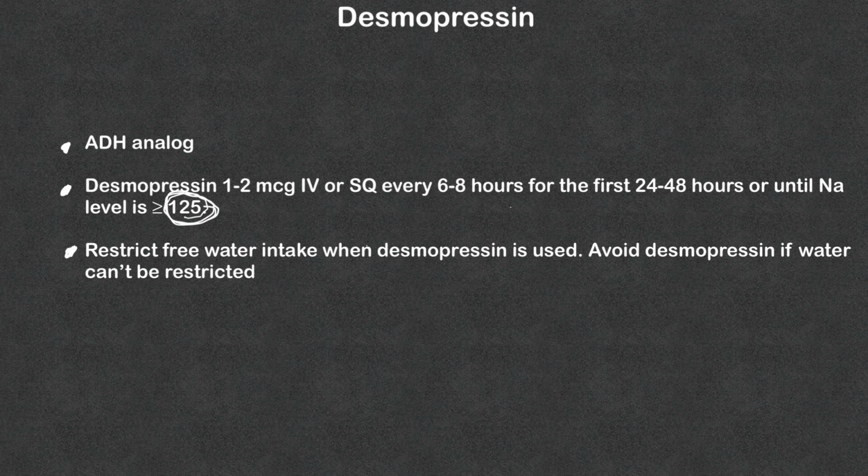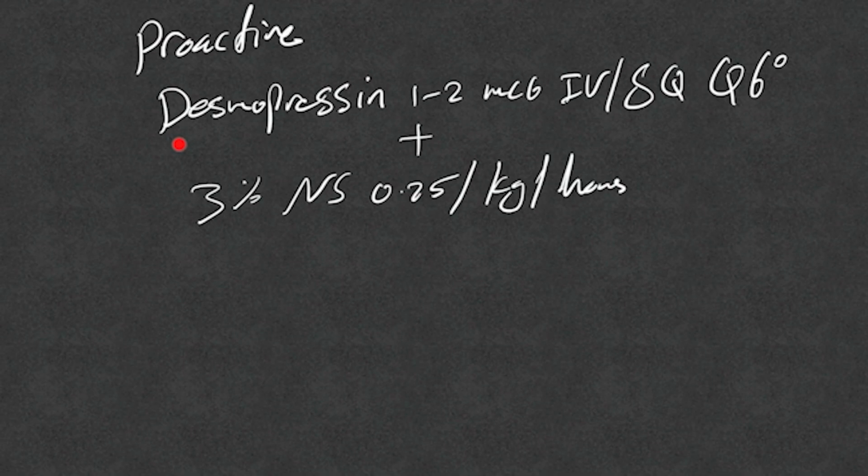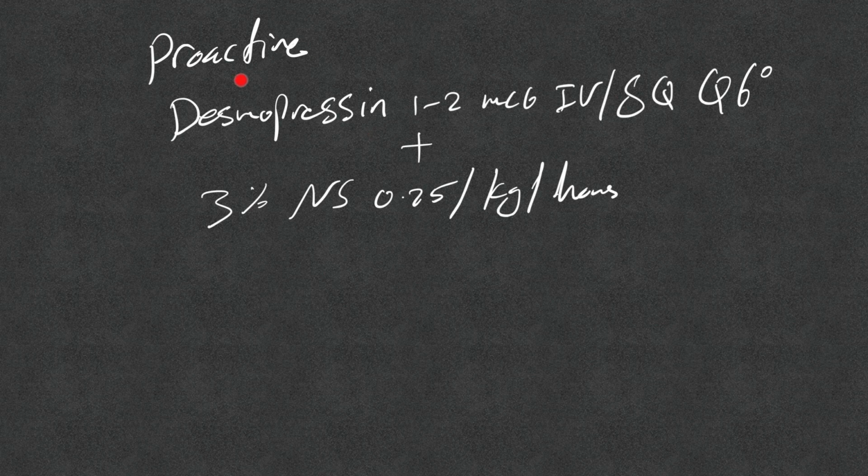And remember, this is very important: restrict free water intake when desmopressin is used, and avoid it if water cannot be restricted, like somebody with psychogenic polydipsia. You think he cannot control his water intake, then you should not use desmopressin. So the proactive strategy that we explained last video, you can refer to that video. We use it, as I said, if we're using 3% NS in a rapidly reversible cause of hyponatremia: desmopressin 1 to 2 microgram IV or sub-Q every 6 hours, plus 3% normal saline 0.25 per kg per hour.